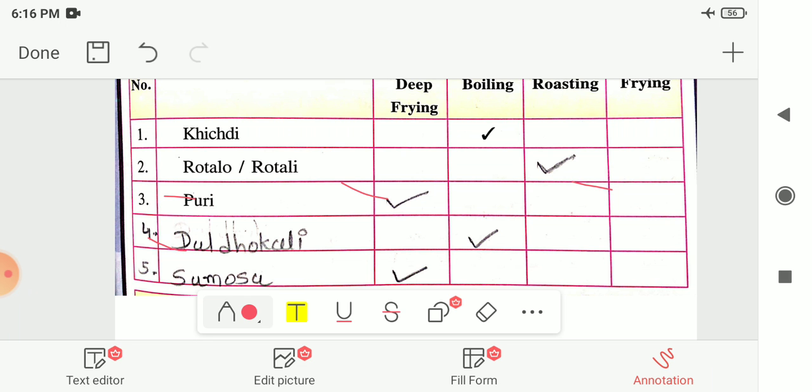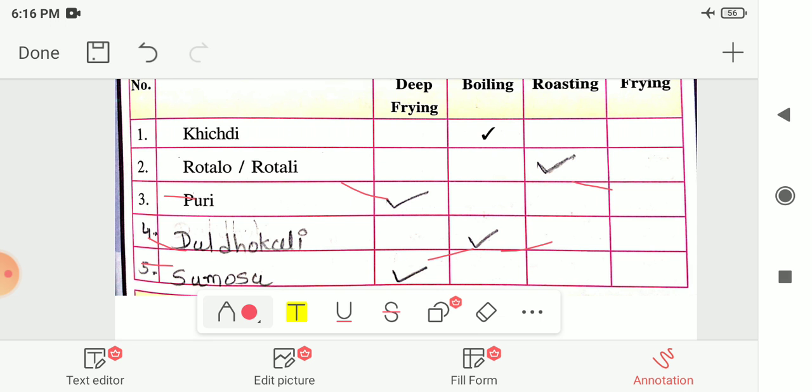Next is dal dhokli. To cook this dal dhokli, we are using the boiling method, in which we are boiling the dhokli in the dal. So the method used to prepare the dal dhokli is boiling. Next is samosa. You already know this samosa. To prepare this samosa, we are using the deep frying method, in which we are frying the samosa in the oil.